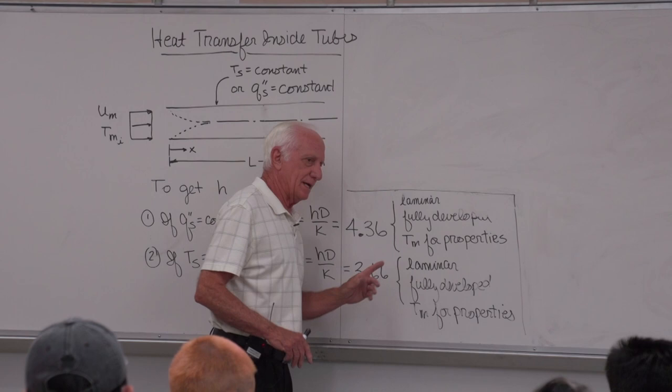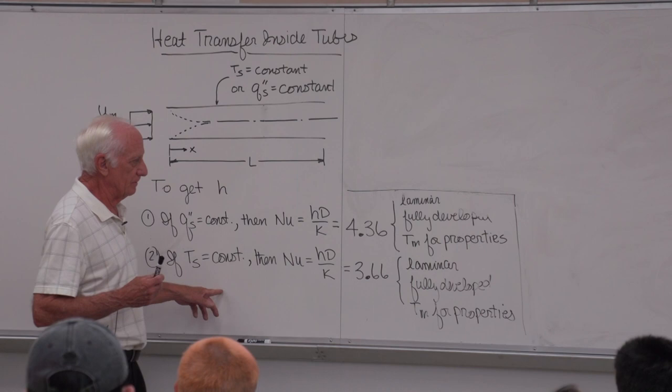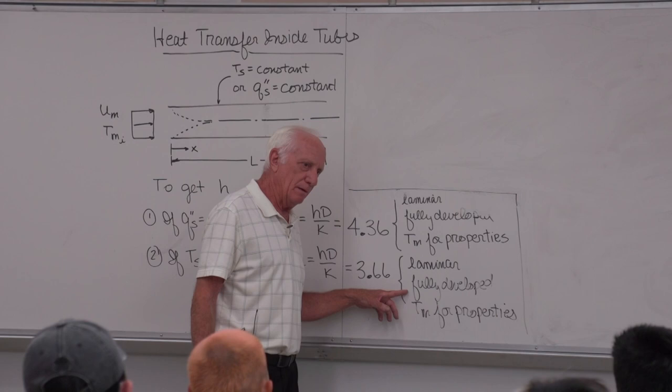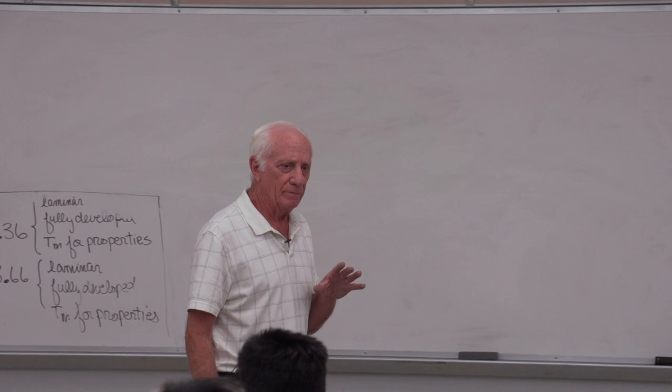Same thing for a constant tube surface temperature. It has to be laminar flow, it has to be fully developed velocity, it has to be fully developed temperature, and properties at T mean. We'll talk about what fully developed means in just a minute, but for right now, those are the conditions that have to be satisfied to use those simple equations.